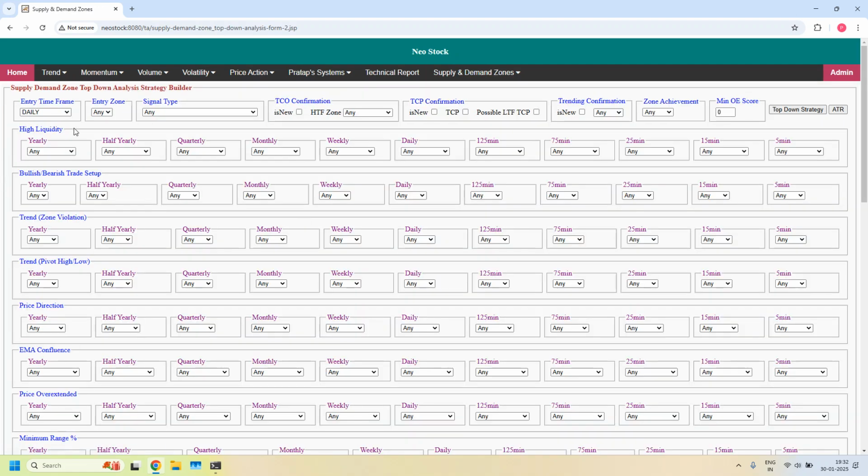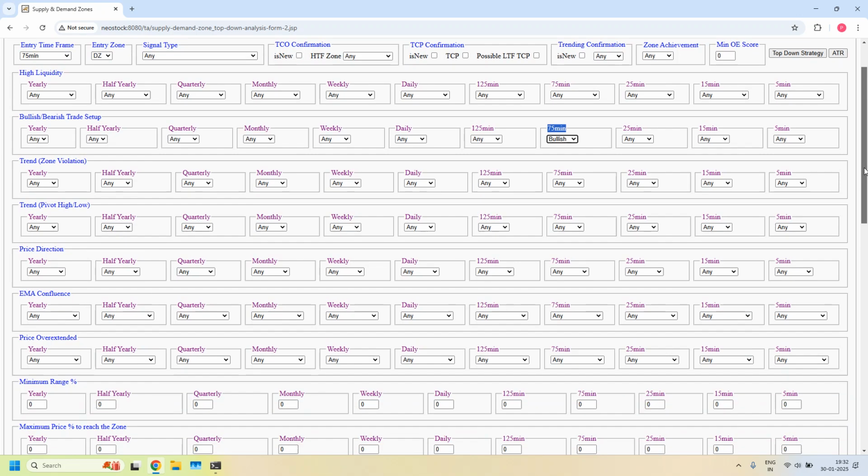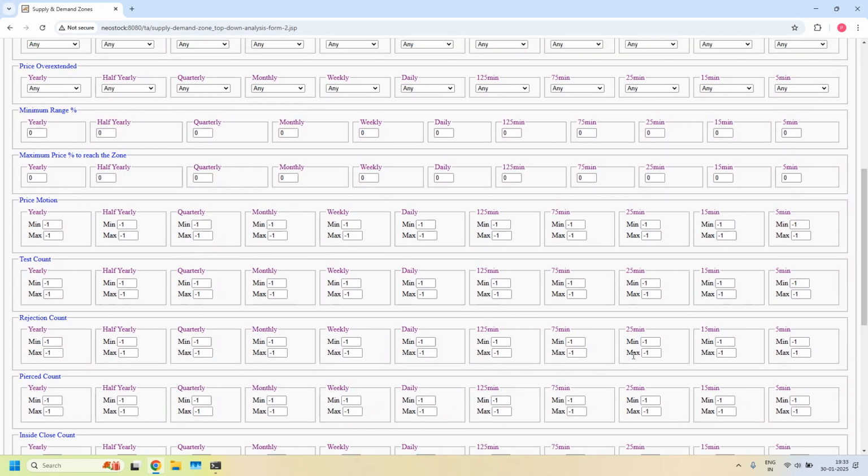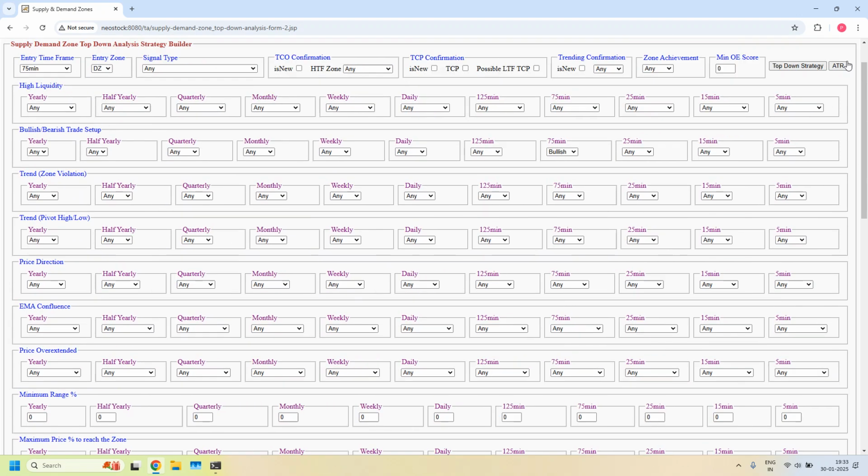So, bullish trade setup for weekly income trade, entry time frame 75 minutes, entry zone demand zone. In bullish or bearish trade setup at 75 minutes, I am setting bullish. 3 filters we have to set to 75 minutes demand zone. First is the pierced count. The 75 minutes demand zone should not be pierced, so minimum value 0, maximum value 0 means the zone is not pierced.